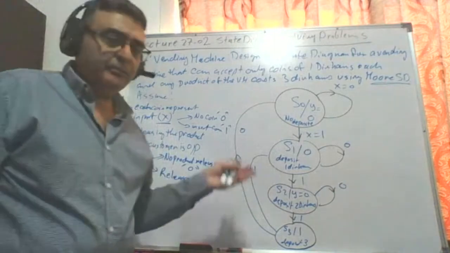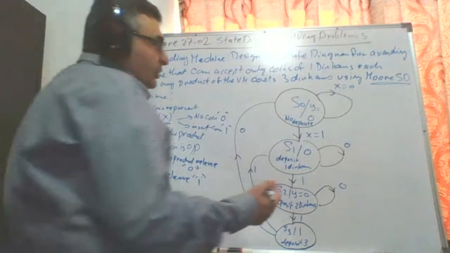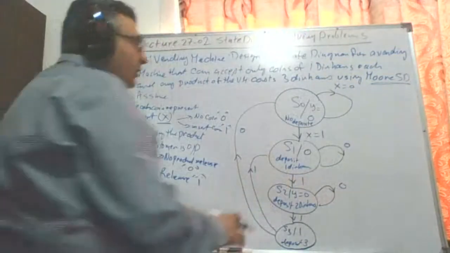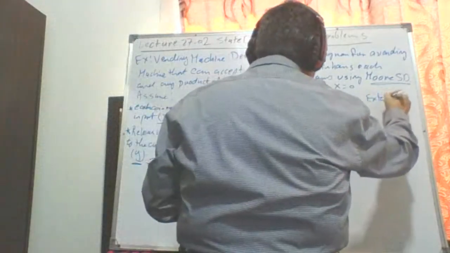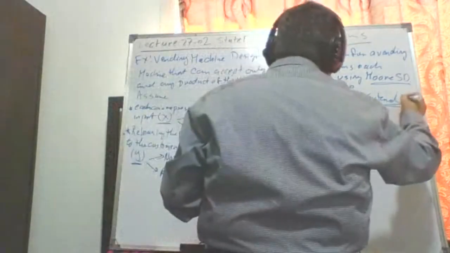What if the vending machine accepts two types? So we are finished from the example. Now I'm extending the example, making it tougher and more practical. Extending the problem.